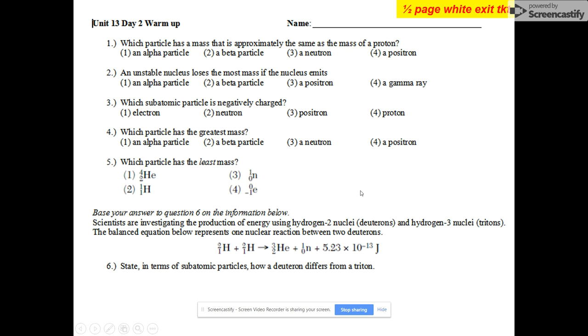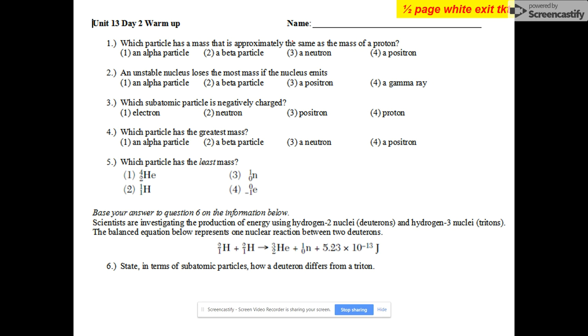Hey folks, it's Mr. Young, and this is day 2 of nuclear chemistry. I'm going to take you through a little bit of a recap of transmutation, and then talk to you about two very important kinds of transmutation: fission and fusion. So first thing we're going to do is go over the half-page white exit ticket from last class.